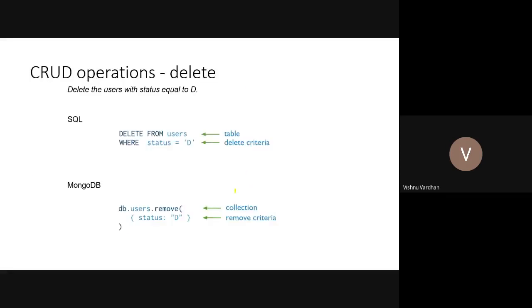So for CRUD operations, like delete from users where status is equal to D, the same thing we can apply in MongoDB like users.remove. Remove is the method, and you have to provide the criteria in this way. It is very simple to understand. The criteria will come inside these curly braces only. Accordingly, you provide the criteria, and the respective method will do the same thing on that given collection.